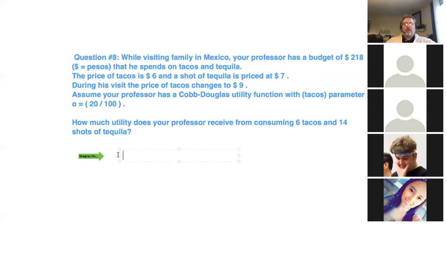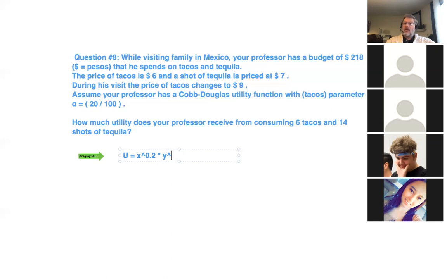Yeah. AX over BX equals PX over PY. No, that's the tangency condition. You gave the marginal rate of substitution, but remember we said the utility would be X to the power of 0.2 for this question. X is the power of tacos, 0.2, right, times Y raised to the what? Power of 0.2 as well.